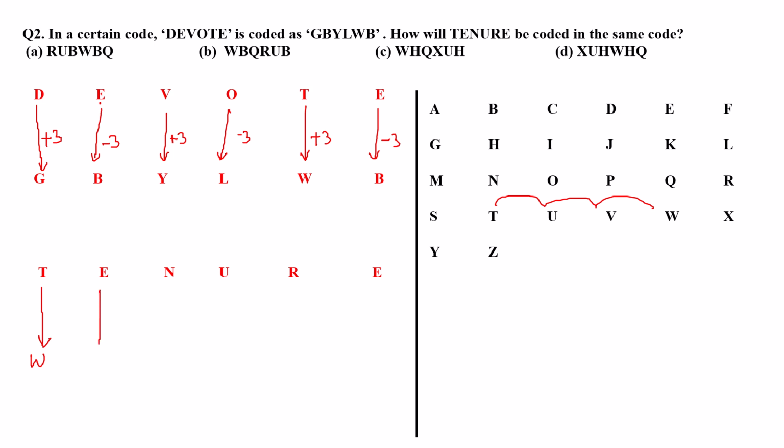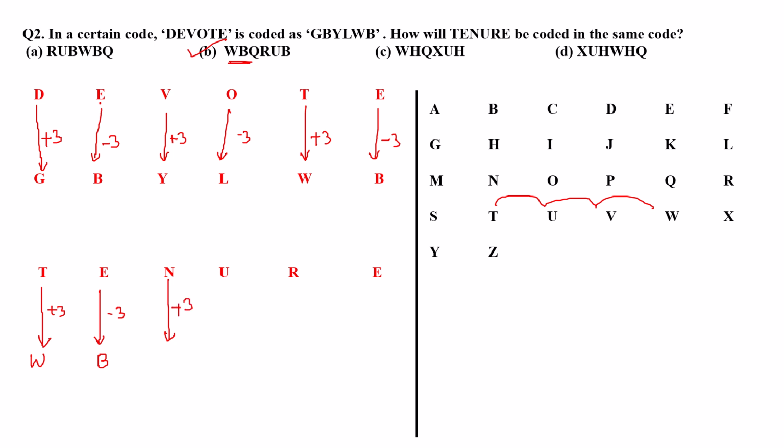Next E, you have to move 3 steps backward. So 3 steps backward will give you B. And if you see, the option WB is present only in option B, so quickly you can say this is the correct answer, isn't it? But if you want, you can complete it. But in the exam, don't waste your time on all those things.